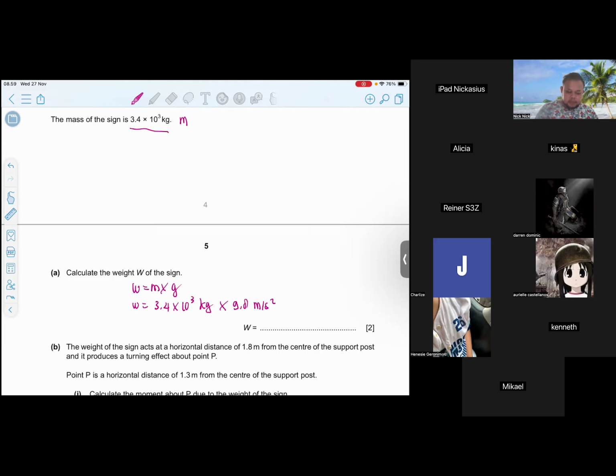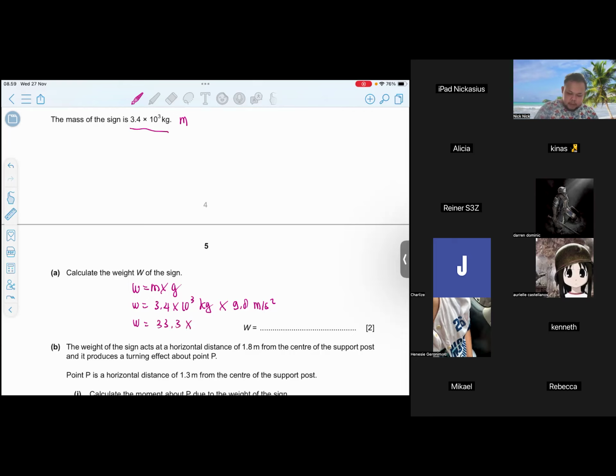So the answer is 33.3 times 10 to the power of 3, right? 33.3 times 10 to the power of 3. Okay, so the answer, yeah, 3.3 times 10 to the power 4, because we have to make it in standard form. This is not standard form, right? We have to make it in standard form. The unit is newtons.